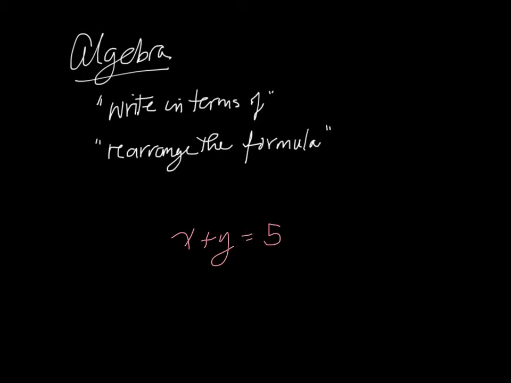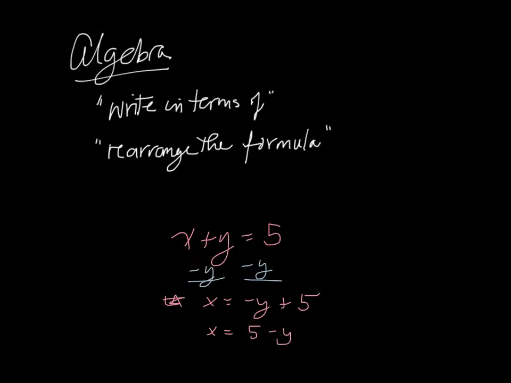x. What I would do is I'm trying to isolate x, so I would subtract y from both sides, and therefore I would get x equals negative y plus 5. Or I could even write x equals 5 minus y, although we usually like to put our variables first, right?